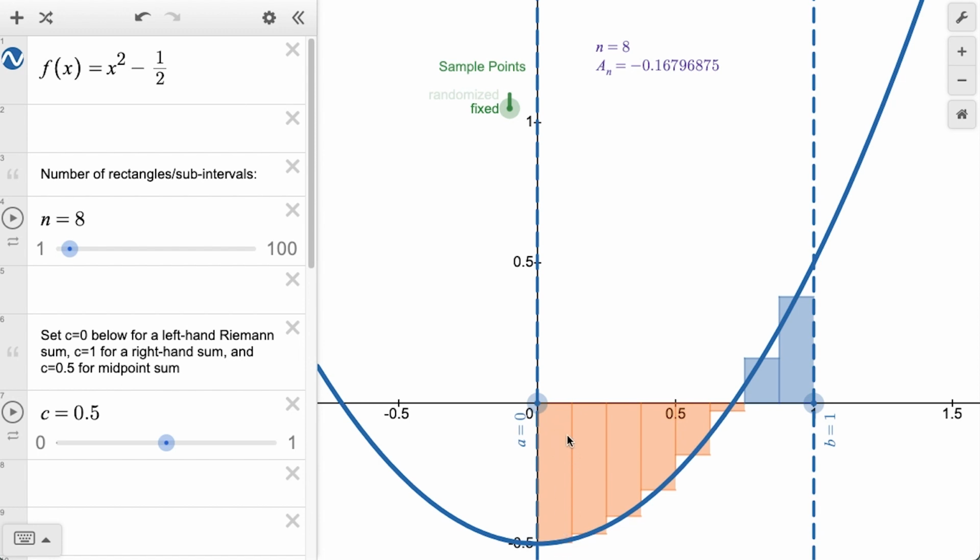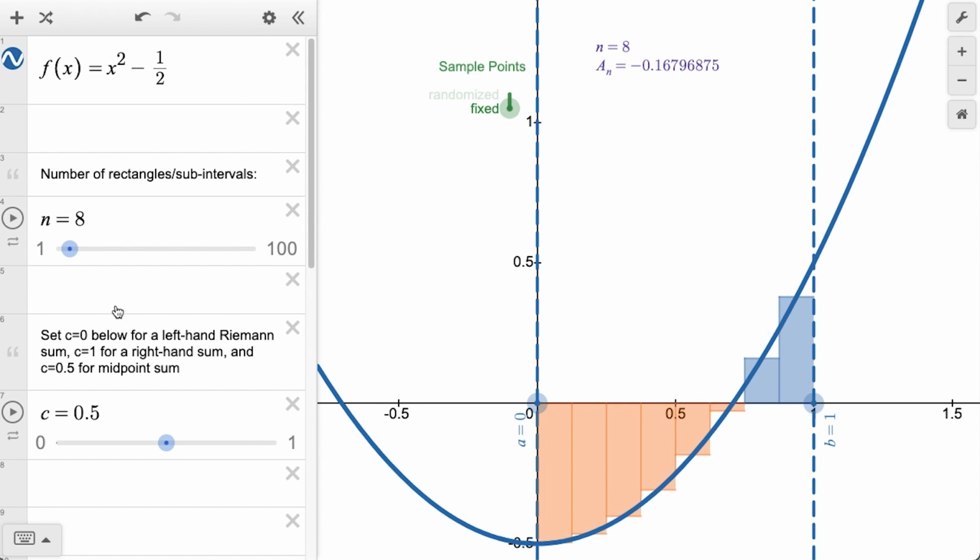And then instead of calling it the height, it's just the value of the function. So here the value of this function is negative, so I'm multiplying a negative number times 1/8. Here I have another negative number times 1/8, another negative number times 1/8, another negative number times 1/8, another negative number times 1/8, another negative number times 1/8, and then we have 2 positive numbers times 1/8.